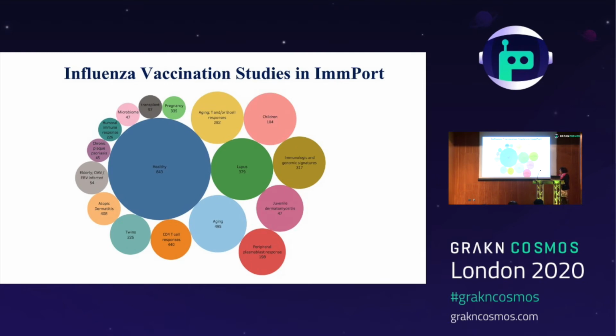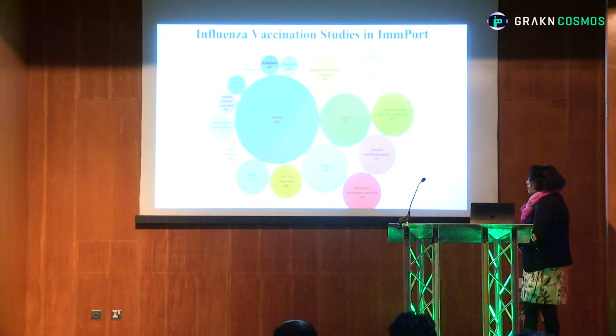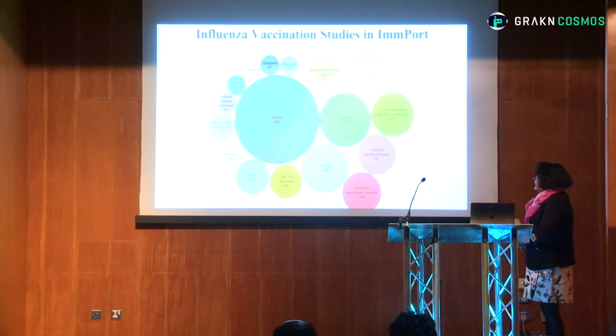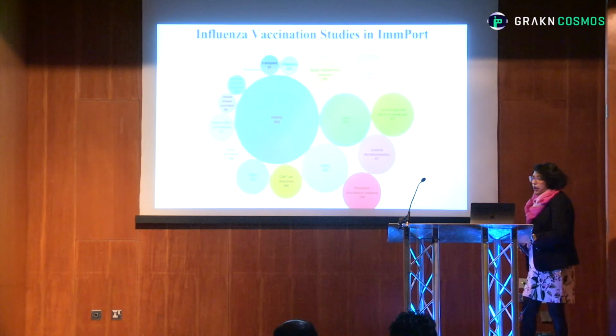Just to give you a flavor of what we can do with these data sets, this is an example of a bubble graph where we have data from healthy subjects. The number is the number of participants, and then we have different cohorts like lupus cohorts, the different diseases here, aging, twin studies, and others, microbiome, pregnancy cohorts. The common theme is that all of these subjects are vaccinated, but these are different cohorts, the disease cohorts and the healthy cohort.